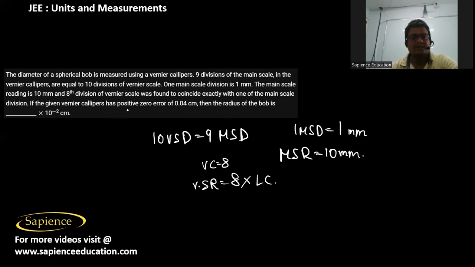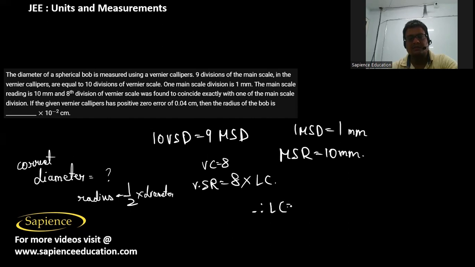If the given vernier calipers has a positive zero error of 0.04 centimeter, then the radius of the bob is. So here we have to find the correct diameter of the bob first, and then we have to find the radius of the bob, which is half of the diameter.